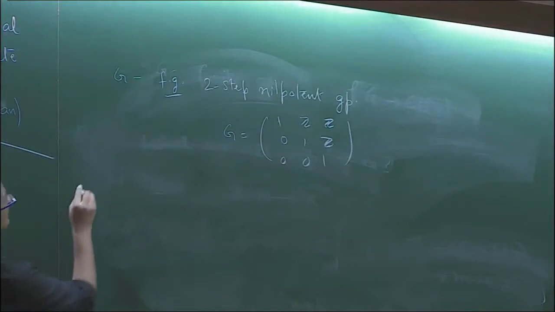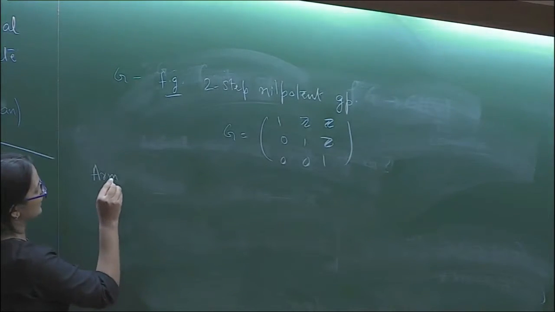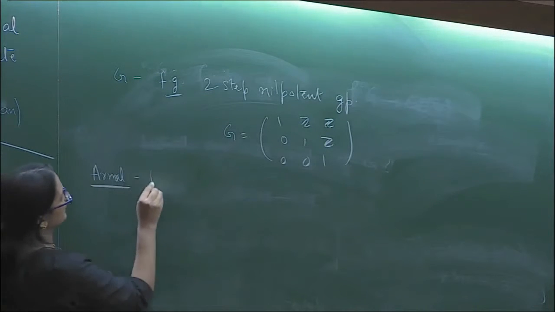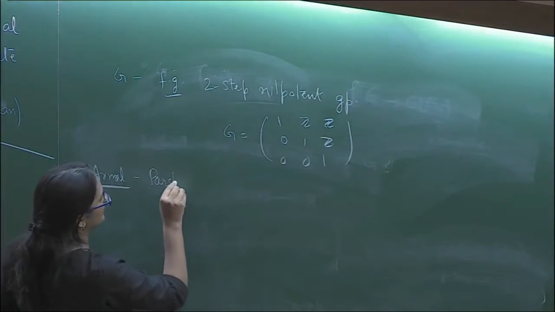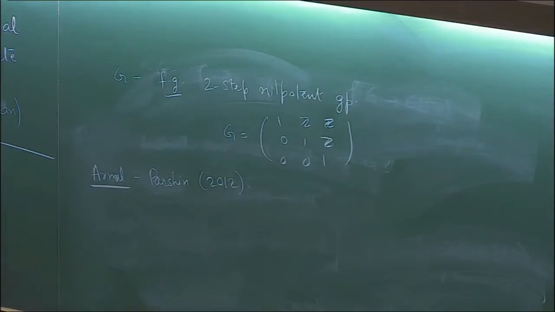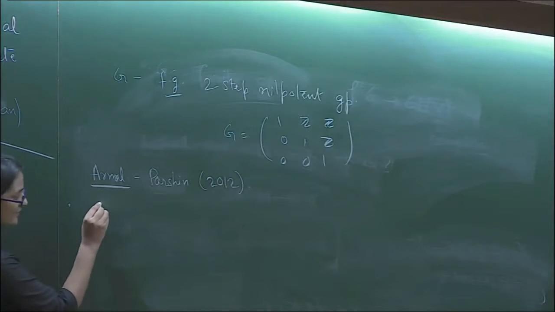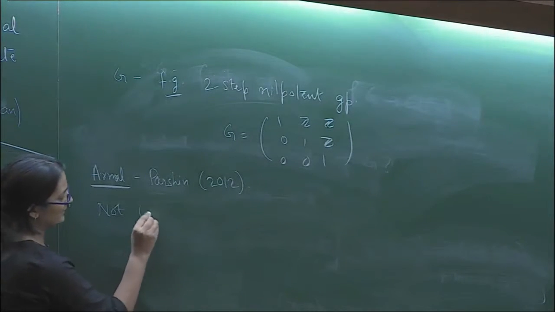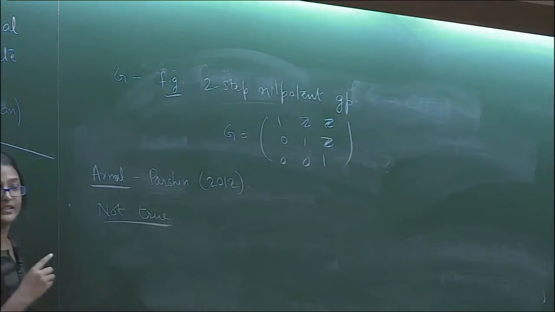So this question has already been answered by Arnal and Parshin. This appeared in 2012. I would say this is the paper that we happened to read together. So what they mention is that this is not true. That means not every irreducible representation is monomial for these groups.